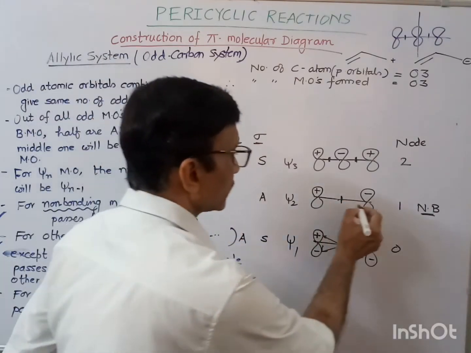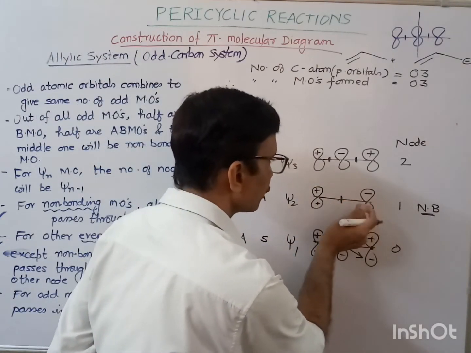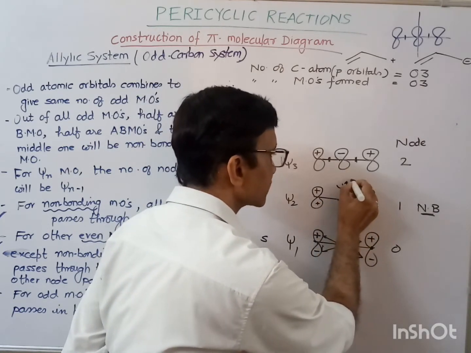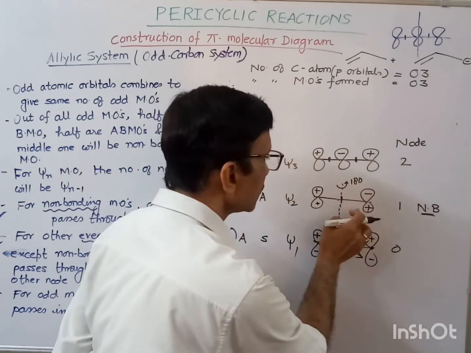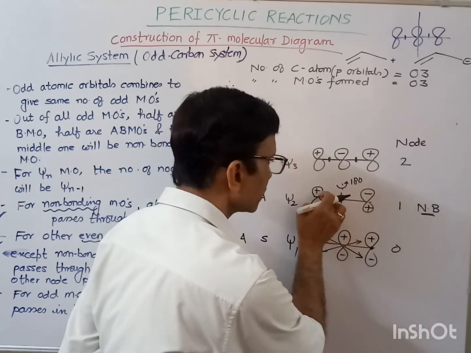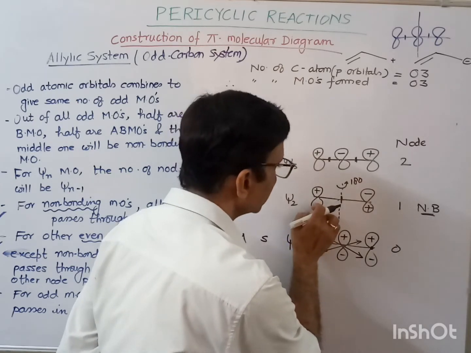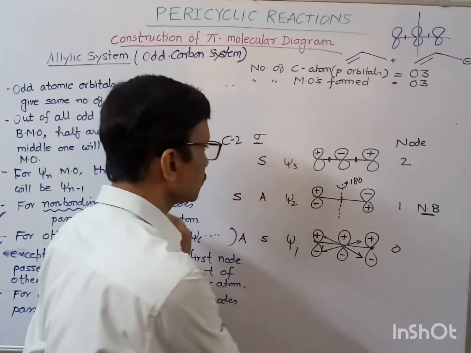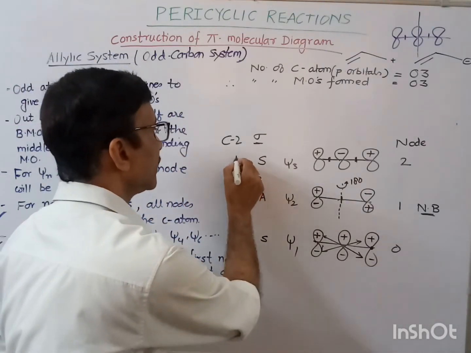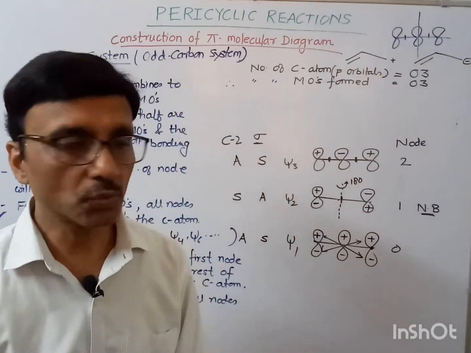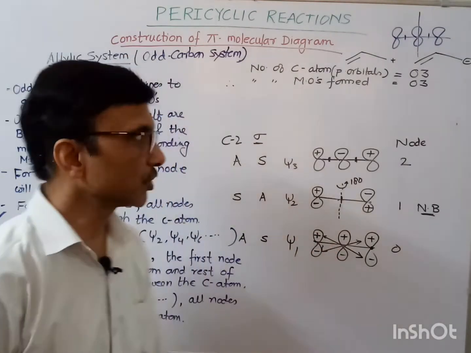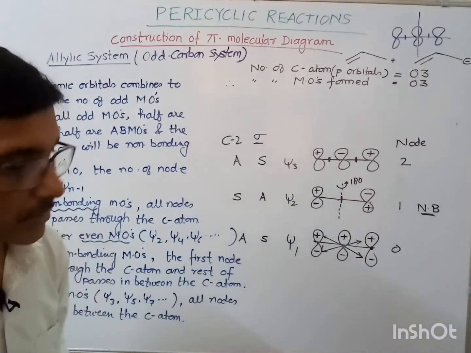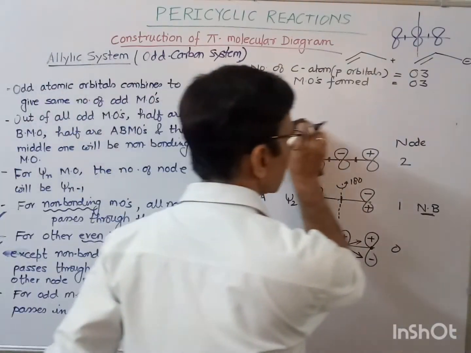What about this? Suppose if you rotate through this axis by 180 degree, then what will happen? So this plus will go over here, and this minus will go over here. So it is symmetric with respect to C2, and this would be the anti-symmetric with respect to C2. So like this we can draw the molecular orbital diagram for the odd carbon system or this 3 carbon system. So let's see for 5 carbon system.